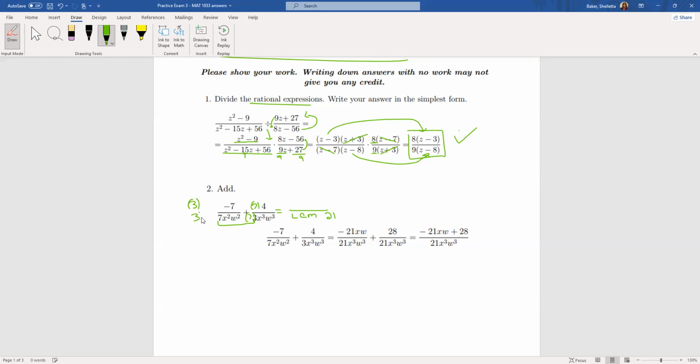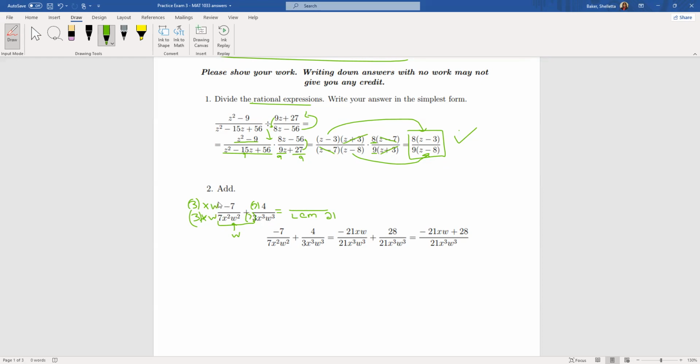And then we look at our x coordinates. We have x squared and x cubed. So I can make this x squared over here become an x cubed if I multiply it times x. But remember, you must also multiply the numerator times x. The same thing with w's. I have w squared and w cubed. I can make this w squared become w cubed if I multiply it times w. So I must also multiply the numerator by w.